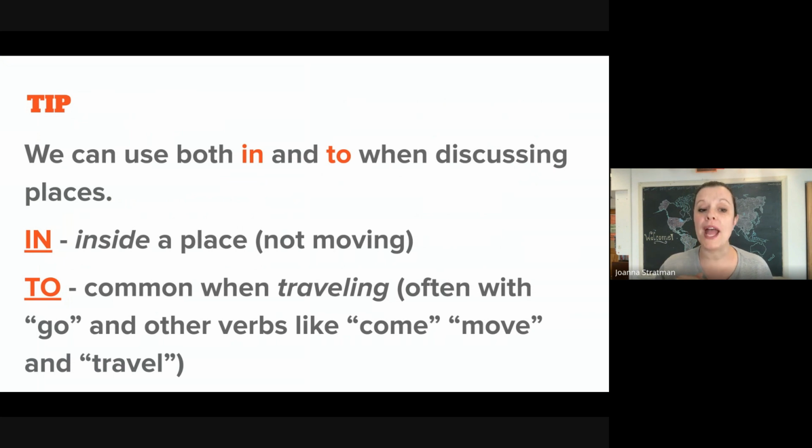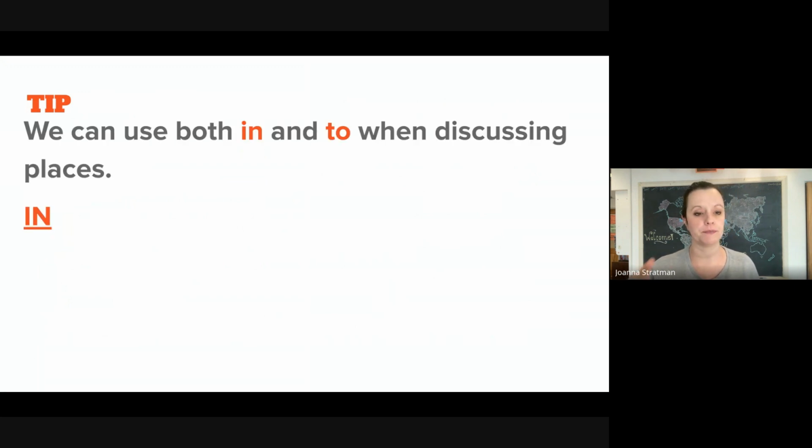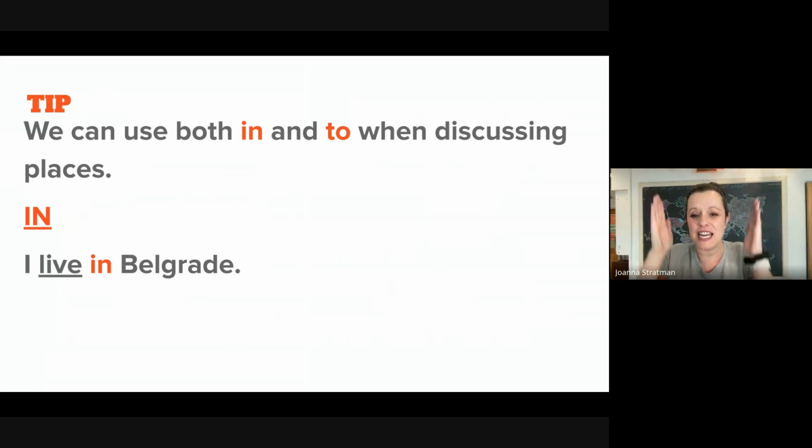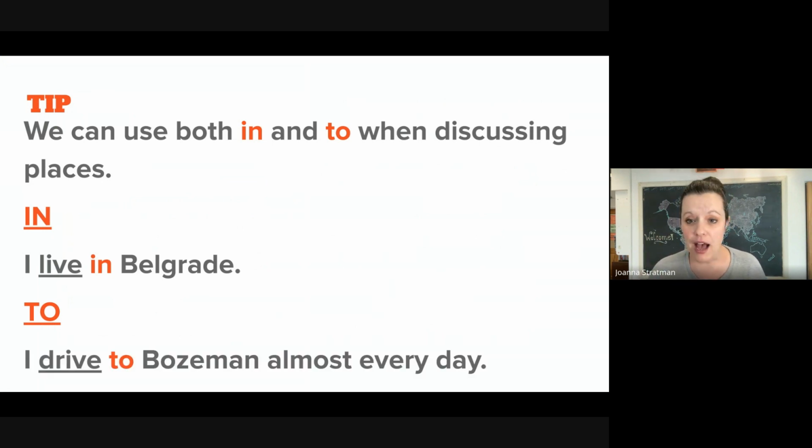We more use to when we are discussing traveling. So it's often with words like go, but also other verbs like come, move, and travel when we are showing movement to different places. Then it is more common to use to. Let's look at some more examples. I live in Belgrade. Live is a stationary verb. I am not moving. It is where my house is. We will not say I live to Belgrade because we are not trying to show movement. However, if I use a verb like drive, I will say I drive to Bozeman almost every day. I am showing that I am moving from Belgrade to Bozeman with my car.